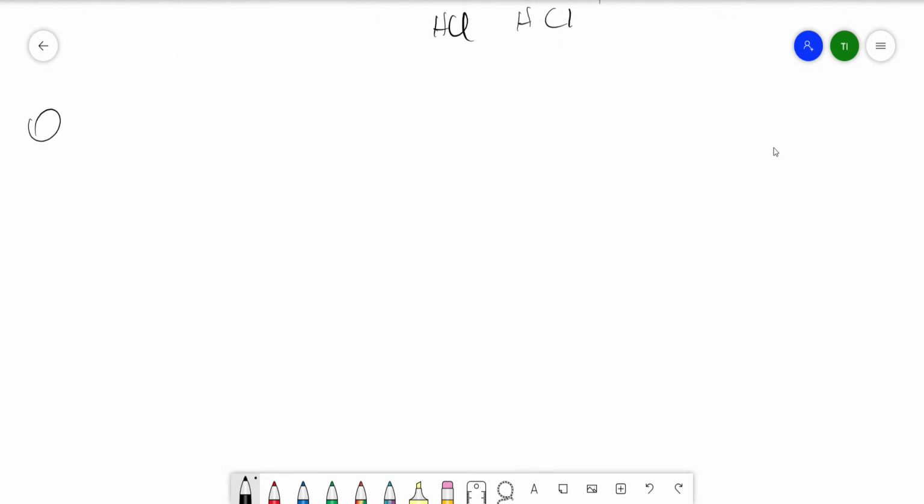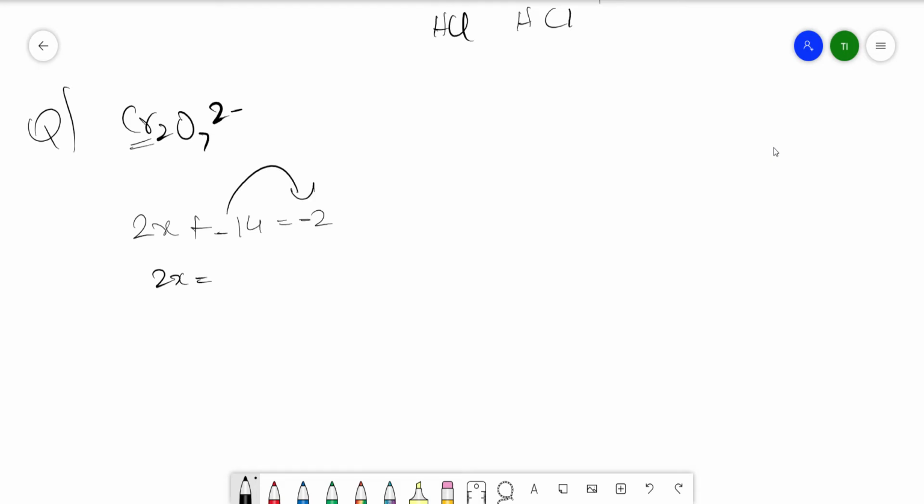Okay, so let's have a few examples. For Cr2O7 2-, find out the oxidation number of chromium. To find that out, you have to construct an algebraic equation. So 2x, x being the oxidation number of chromium, plus 7 times -2, which is -14, is equal to -2, because that is the total charge. So 2x is equal to -2 plus 14, that'll be 12, therefore x is equal to 6. So the oxidation number of chromium in this is +6.